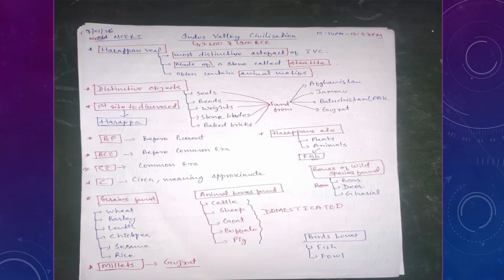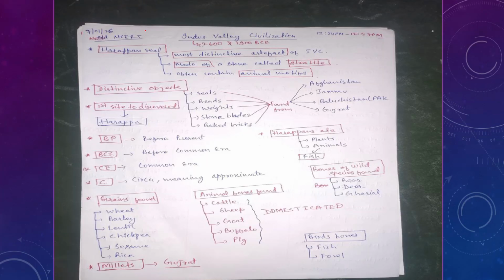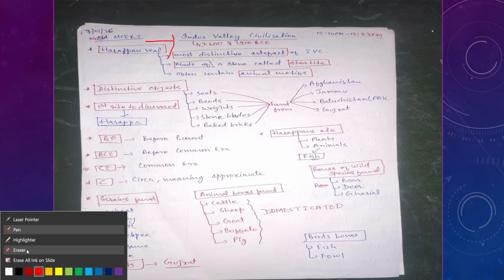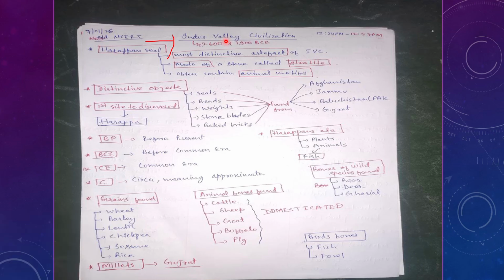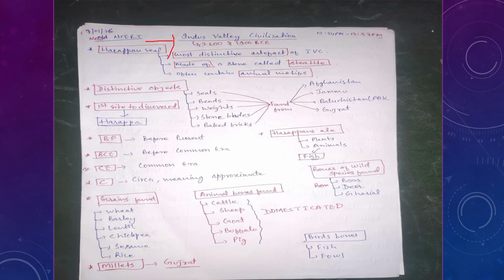So today we are going to revise the Indus Valley Civilization, and this is a very important topic from the perspective of our examination. Okay, so let us see and try to revise them. The timeline of the Indus Valley Civilization is basically around 2600 to 1900 BCE.